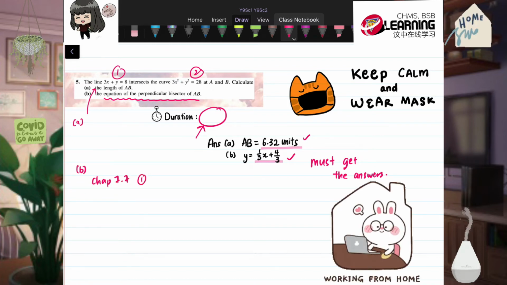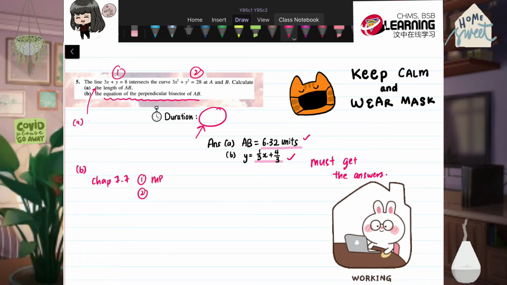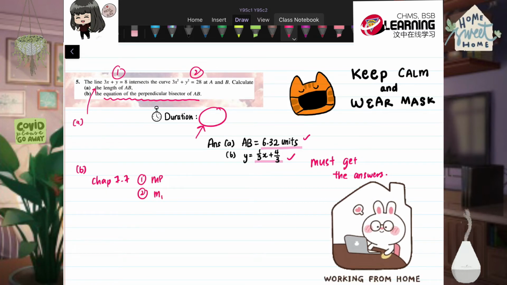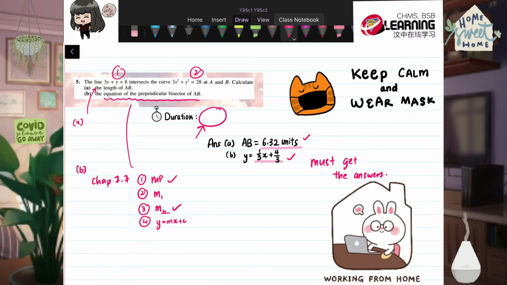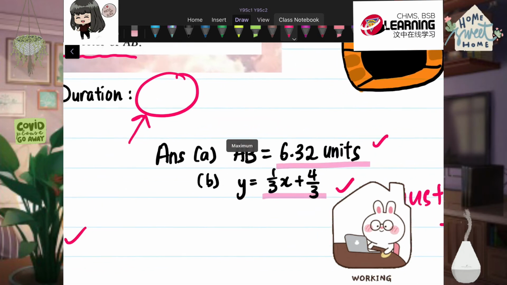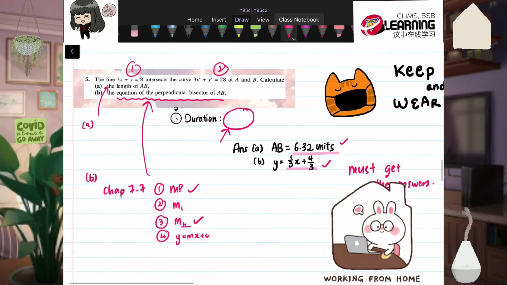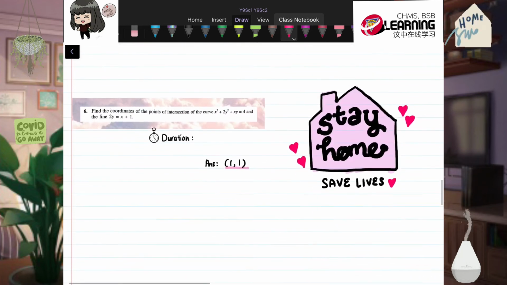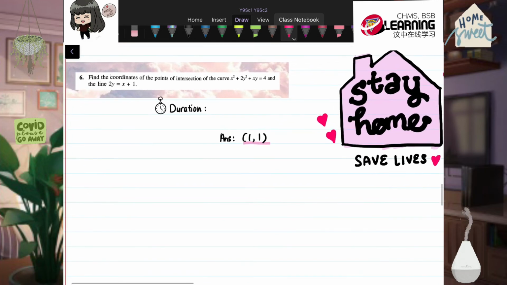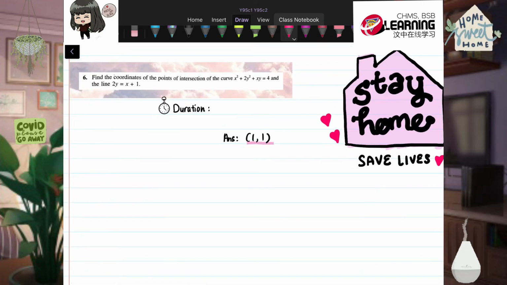Step number 1, you find the midpoint. Step number 2, you find the gradient, m1. Third step, you find the gradient of the perpendicular. And the fourth is y equals mx plus c, using the midpoint and the gradient of the perpendicular. Then you can find the equation of the perpendicular bisector. So this is the answer. I already give you the answer here. Please get the answer and give me the duration. And number 6, same thing. This one, find the coordinates of the point of intersection.